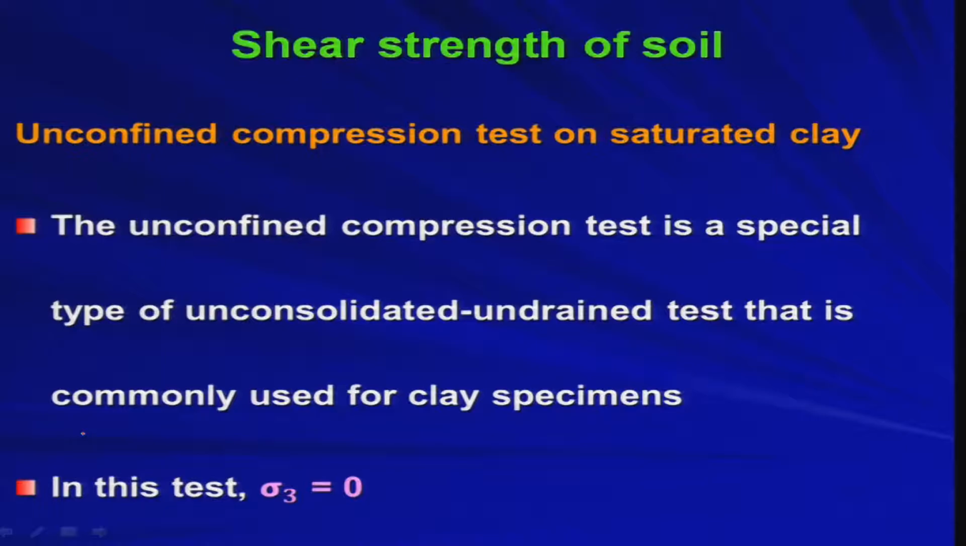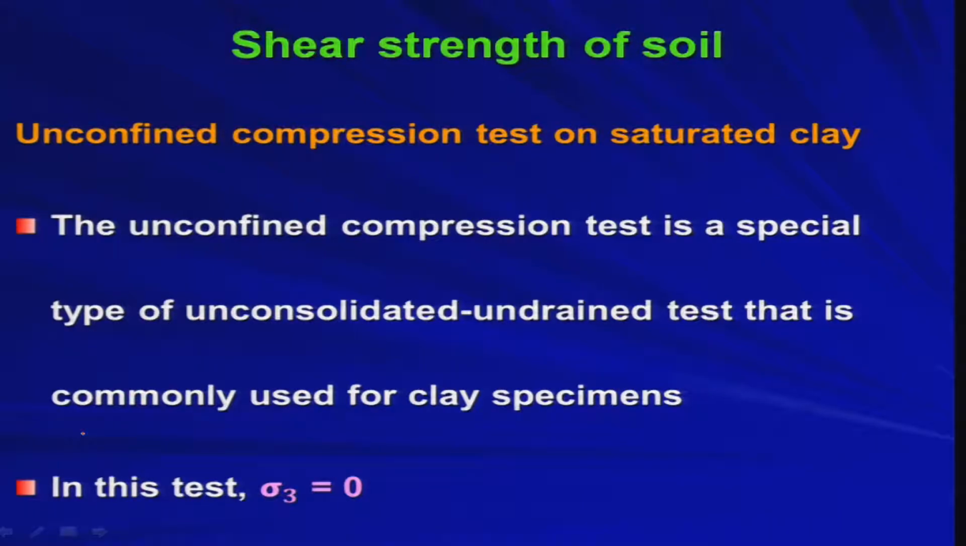So, this test, that is this unconfined compression test, is basically used for your clay specimen, and this is a special type of UU test that you have seen earlier. Unconsolidated undrained means you are not considering drainage at any point of time during the test. It is pretty similar to that, the only difference is that in this test sigma 3 is 0.